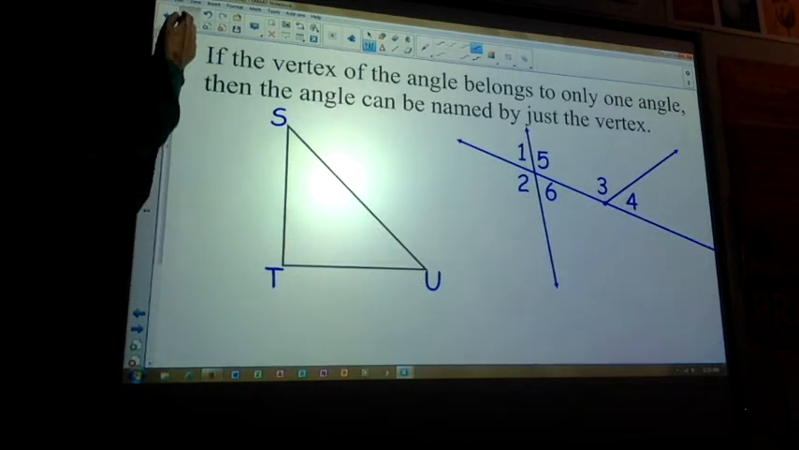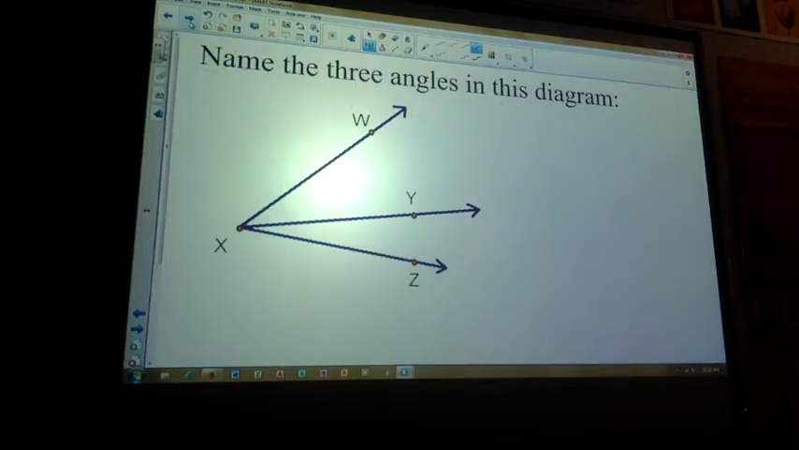If the vertex of an angle belongs to only one angle, then the angle can be named using just the vertex. Okay, so I could say, bless you. Angle S, angle U, angle T work for me. I could say angle 1, angle 2, angle 3, angle 4, angle 5, or angle 6. That's okay.